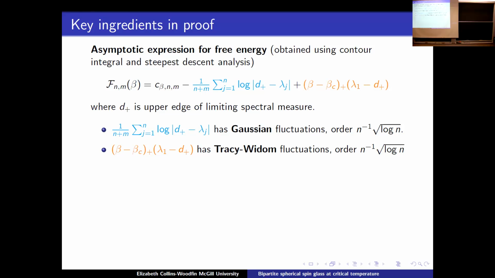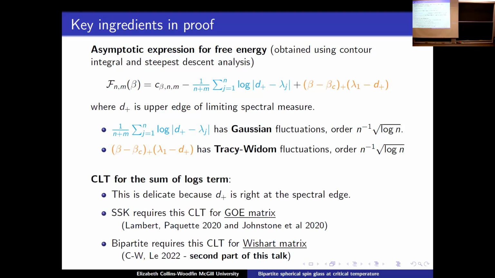And it turns out that at this scaling, this critical window that we're interested in is exactly where the magnitude of these two terms is the same. And so that's why we get the two contributions, both from Gaussian and from Tracy-Widom. Okay. The CLT part, though, is actually not so obvious. The analysis is a bit delicate because D plus is right at the spectral edge, and so you have a few terms in that sum that are going to be blowing up. And so that's what makes it difficult to analyze that one.